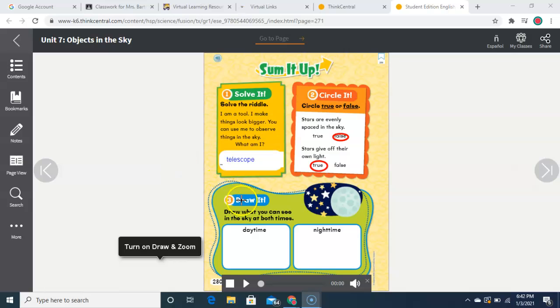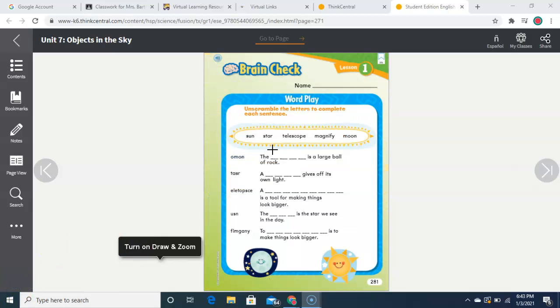Okay, and the last one, number 3, says draw what you can see in the sky at both times. So you're going to draw your own picture of what you see in the daytime and then what you see in the nighttime. Okay, this is the last page. And we're going to fill in the blanks.